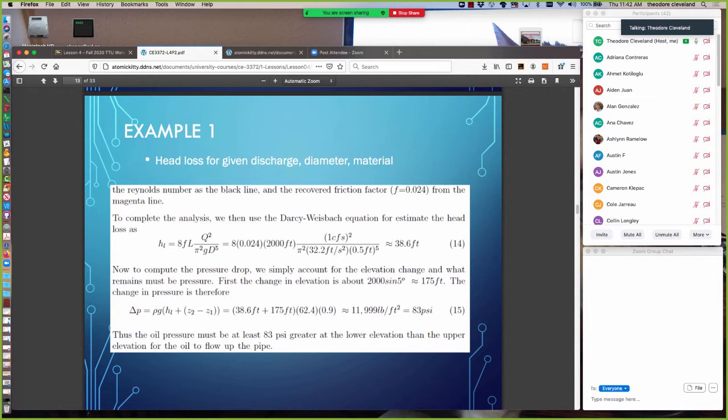And then we would complete the analysis by using the Darcy-Weisbach equation to estimate head loss. So it's about 38.6 feet of head loss in that system.